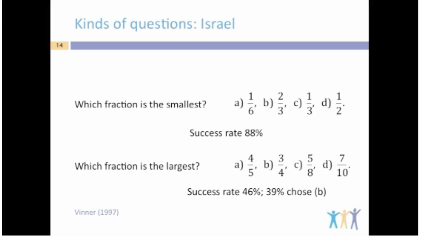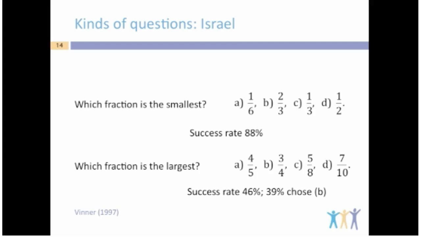Success rate 46%. Now some people are surprised that the success rate for the second item is so much lower than the first, because they are both asking about the relative magnitudes of fractions. So why is that second question so much more difficult for middle schoolers than the first question? Well, it turns out that many students in middle school have a naive strategy for fractions, which involves just focusing on the denominators. So they come to believe that the smallest fraction is the one with the largest denominator, and the largest fraction is the one with the smallest denominator.